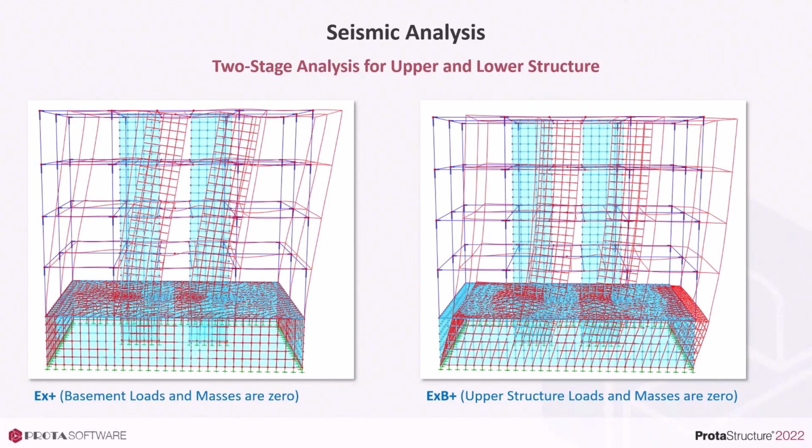Stiffness of the basement story is still present. In the second analysis, the mass of the upper part of the building is ignored and loads in the basement story are calculated. Stiffness of the upper structure is not ignored. Then the results are combined.